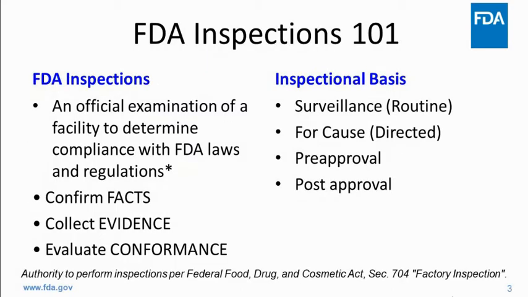So, what is an FDA inspection? It is an official examination of a facility to determine compliance with FDA laws and regulations. We conduct inspections to confirm facts. You might have submitted information in applications, and we are there to confirm that those hold true. We conduct inspections to collect evidence, and then finally assess that information to establish and evaluate conformance.